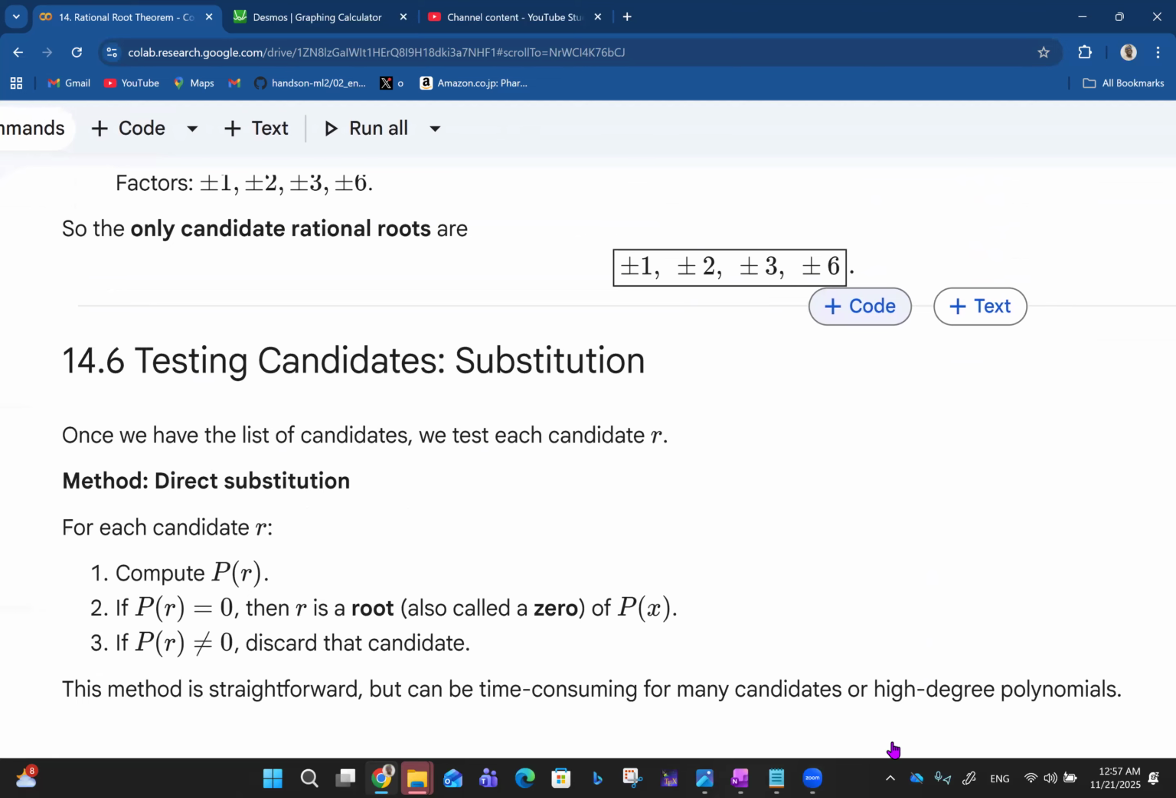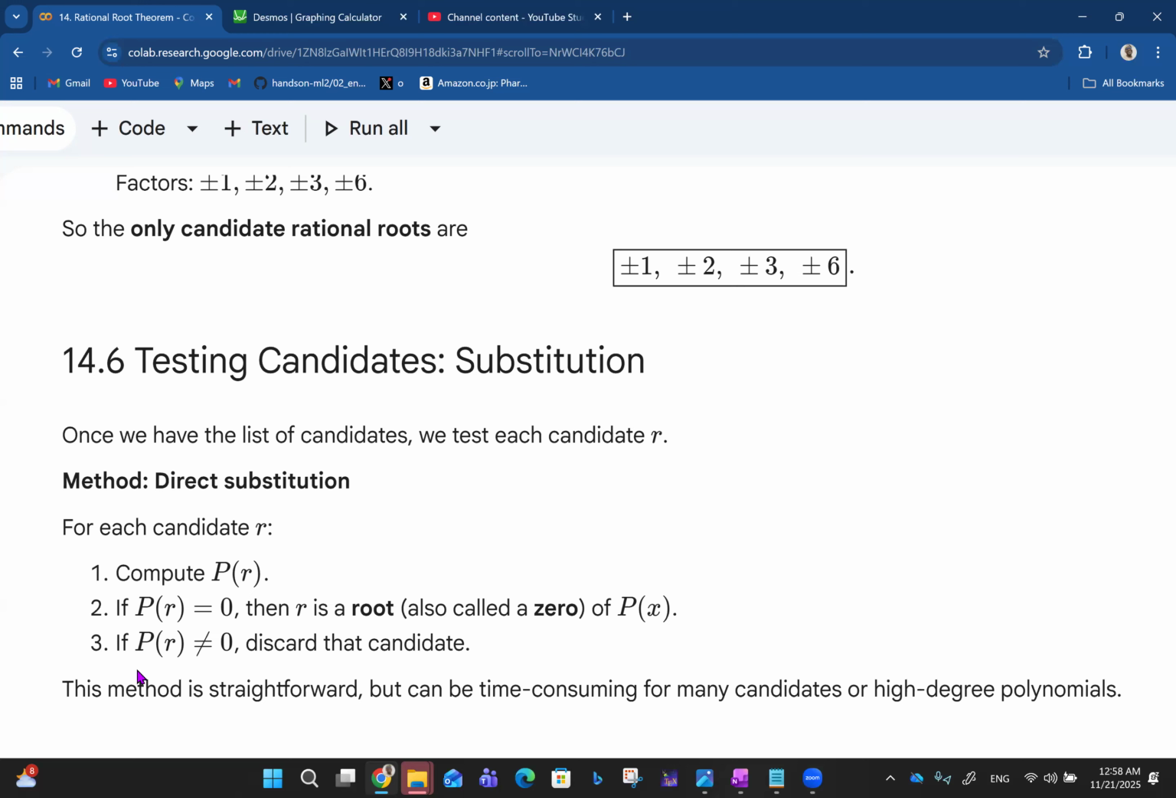Once we have the list of candidates, we test each candidate r. As a method, you can do direct substitution. For each candidate r, you can compute P of r. If P of r is 0, then r is a root, also called a zero of P of x. That is the idea of the factor theorem, which I did in one of the earlier videos.